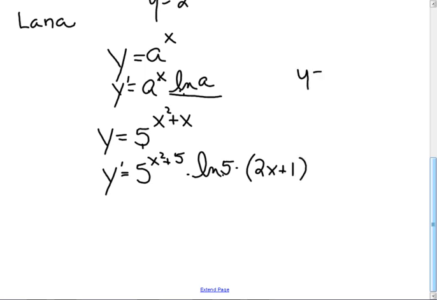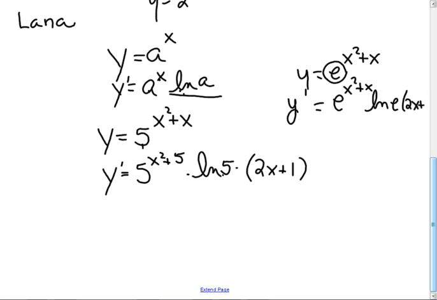So if I have y equals e to the x squared plus x, this is e to the x squared plus x times the log of the base, log of e, times 2x plus 1. What's the log of e? But I like to be consistent. Yeah, Cole's right. It's the exponent, look at it, it's 5 to the x squared plus x. Oh, I copied that wrong. Sorry.